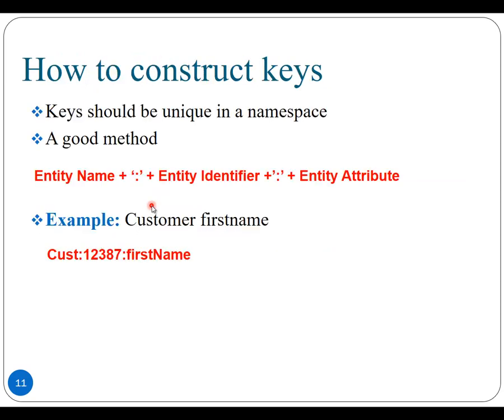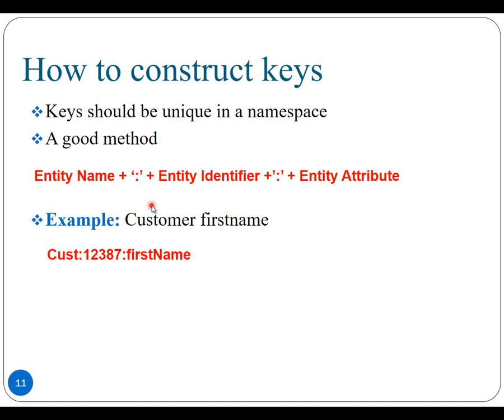Okay, now how could we construct keys in the NoSQL database? That's very important, because the keys are a very important part of the data. Keys should be unique in a namespace. That's a limitation. I said the only limitation we have in the key value databases is this. The keys should be unique in a namespace. A good method for defining the keys is like this.